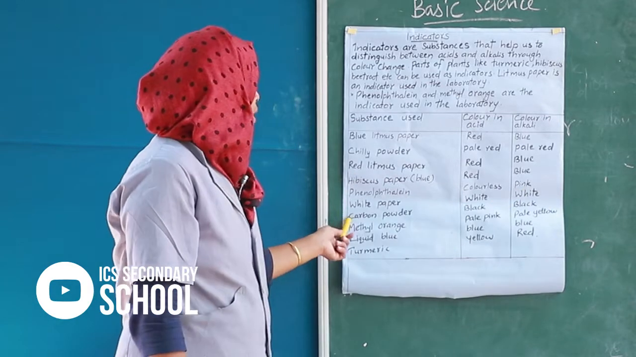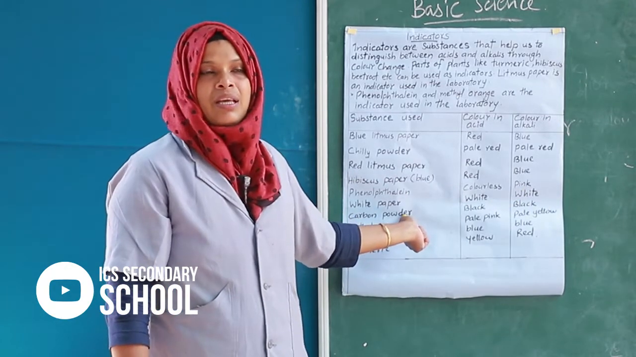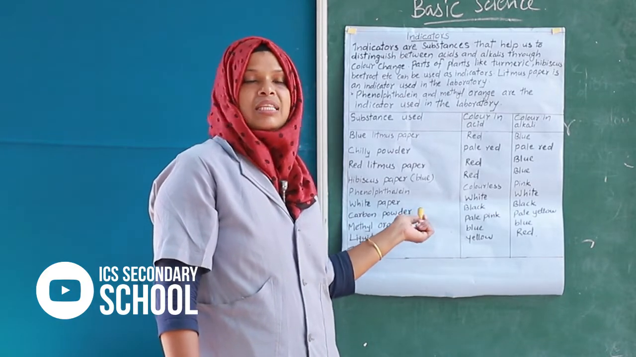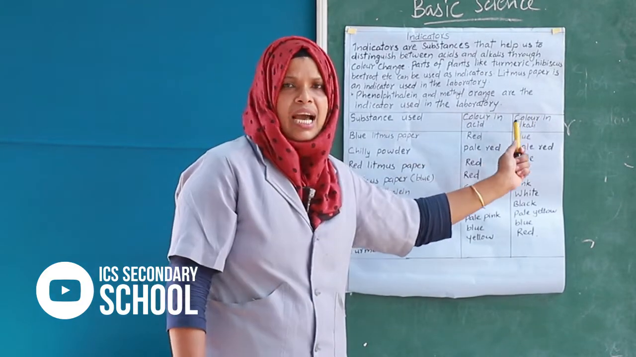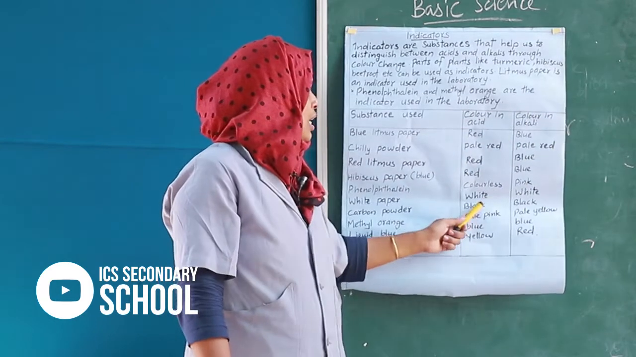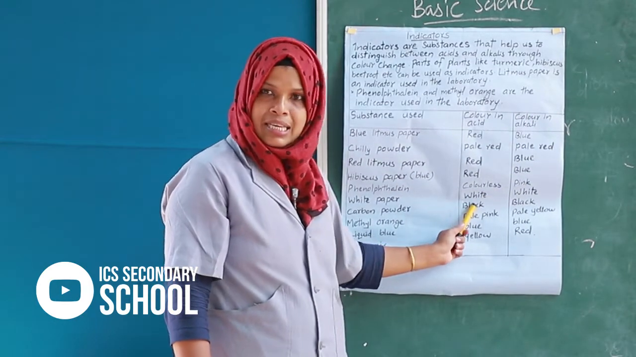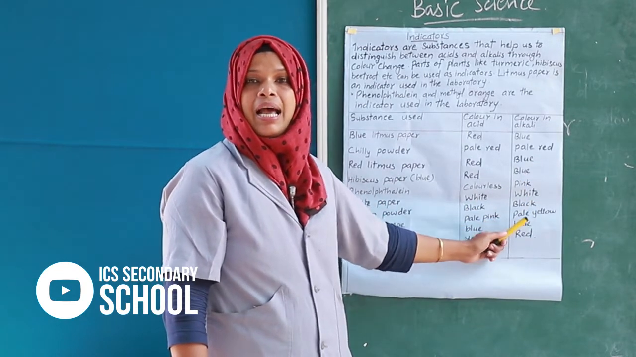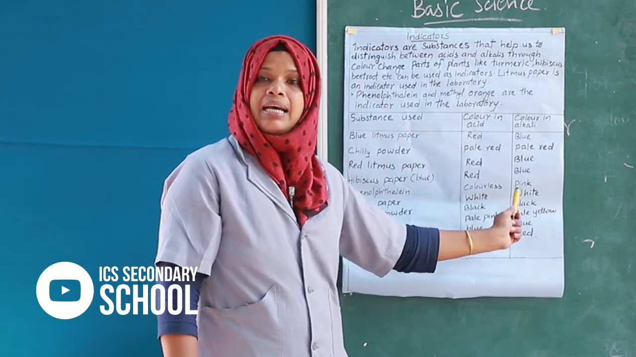Next one, carbon powder. The color of carbon powder is black. So, there is no color change in acids and alkalis. Its color is black in acid and alkali.